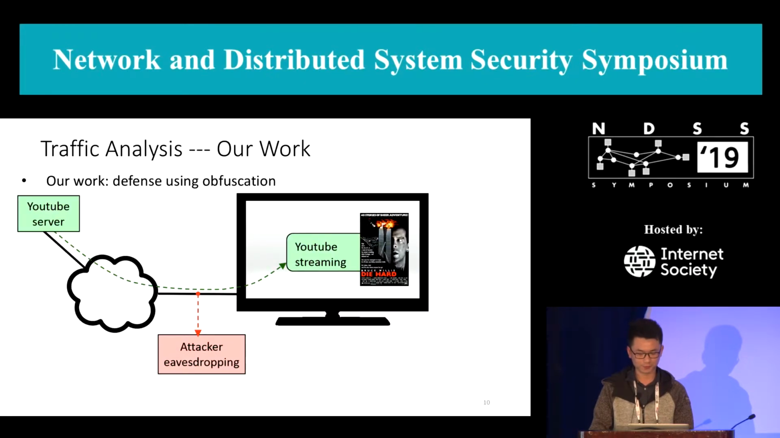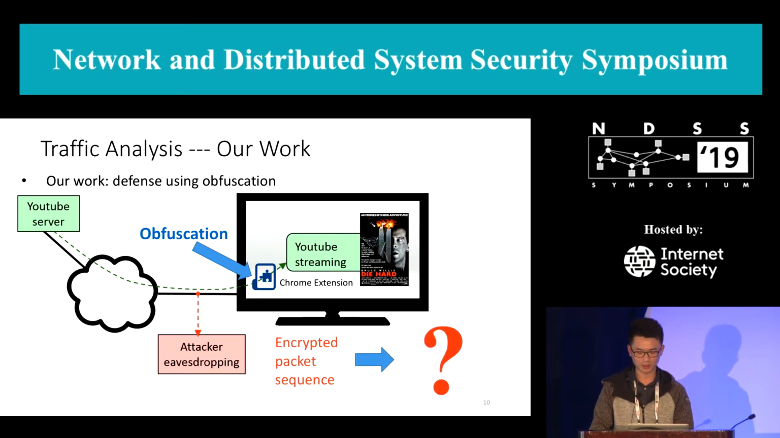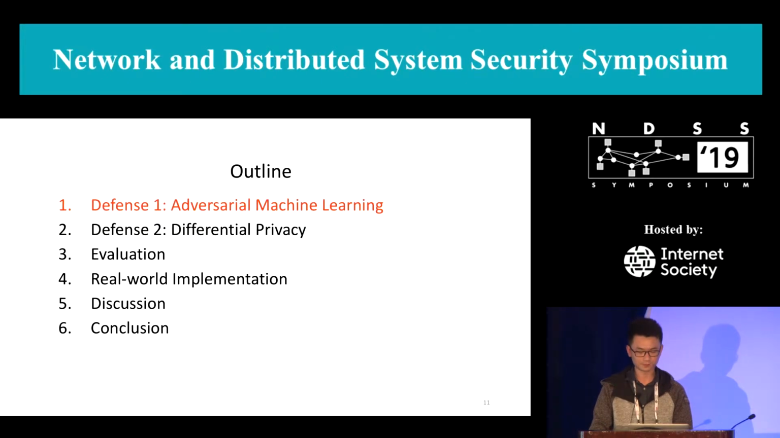Our work is to defend against the attack using obfuscation techniques. We use a Chrome extension to enforce the obfuscation. After the defense is deployed, the attacker can still observe the encrypted packet sequence, but he can only achieve a baseline accuracy. I'm going to explain how this can be done in my presentation. Here's an outline. We use 2 mechanisms for defense: adversarial machine learning and differential privacy. I will introduce each of them and talk about the evaluation and implementation. After that, I will discuss a few issues and conclude my talk.